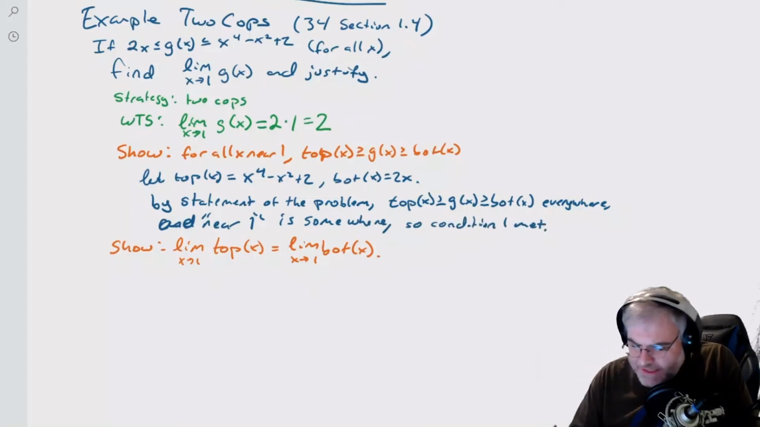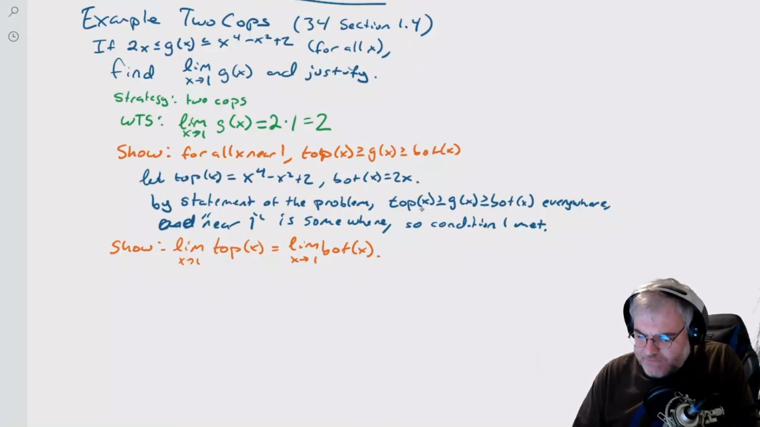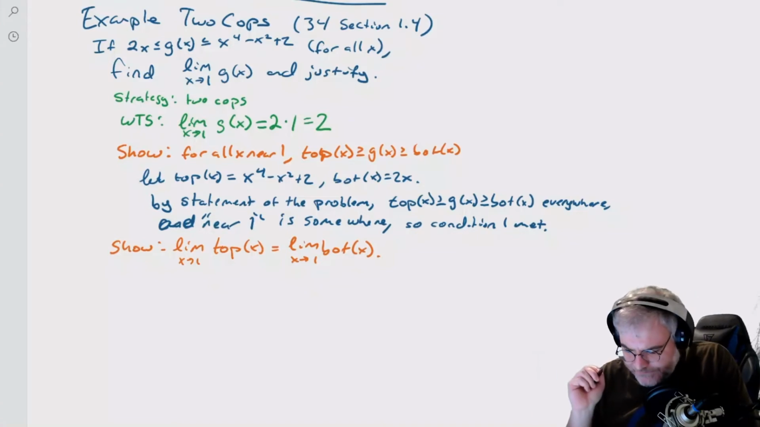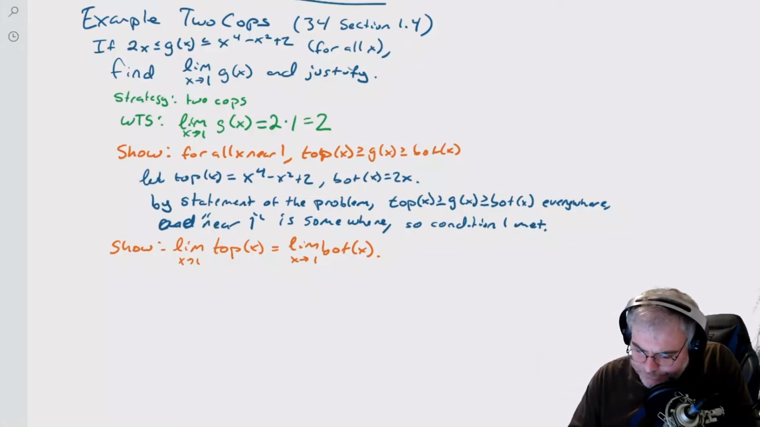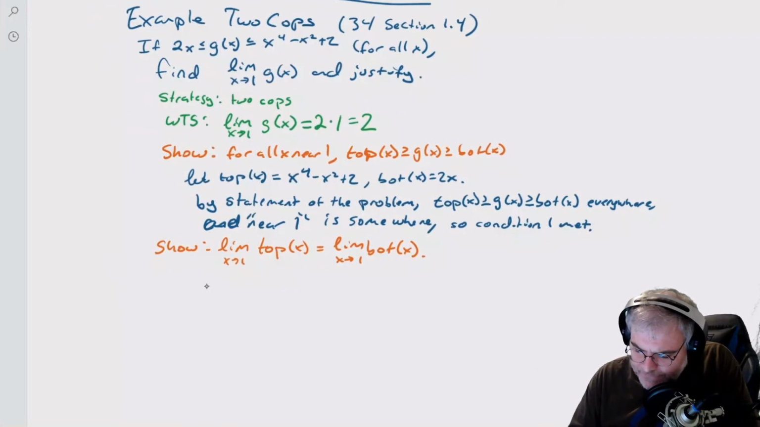Okay, now I need the second part. And this is way too much verbiage. I would have just said, let top be this, bot be this, by the statement of the thing, top of x is greater than or equal to g of x is greater than or equal to bot of x near a. But the point is that I've actually showed the condition. The second thing. So the next thing is that I need to show that this is true.